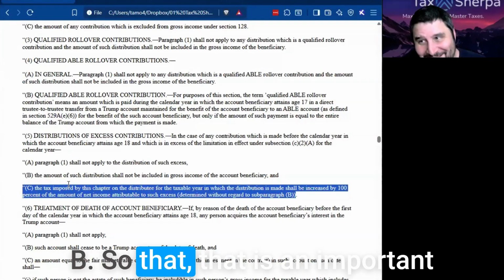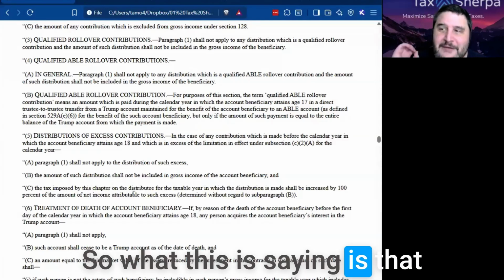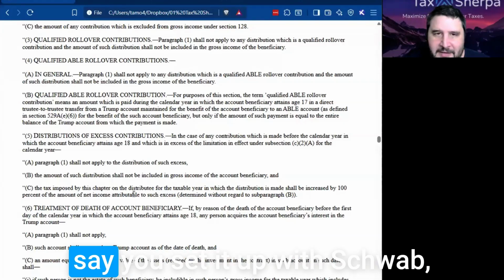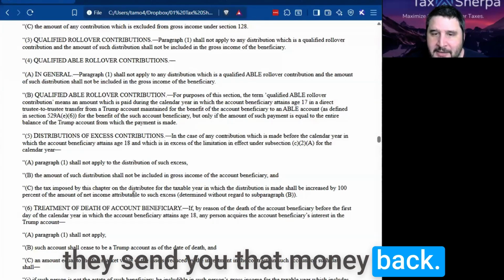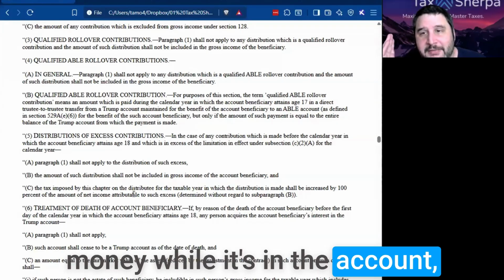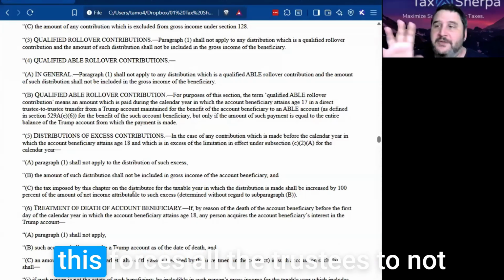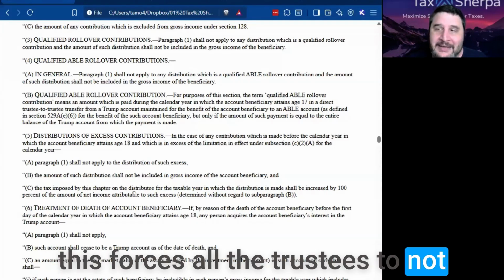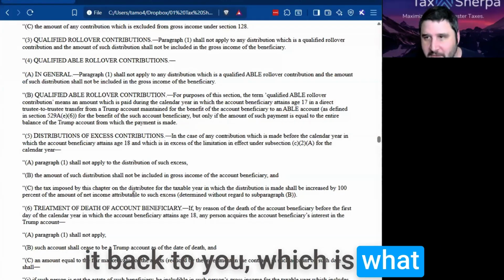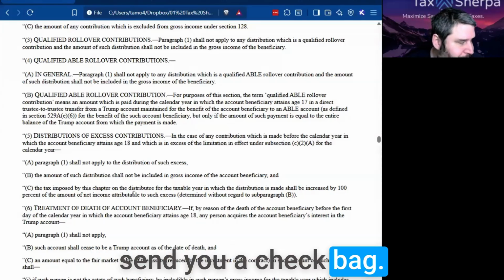So that is an important loophole closer right there. What this is saying is that if you put in too much money and the trustee, let's say you set it up with Schwab, they send you that money back. If you make any gains on that money while it's in the account, then you're going to lose all the gains. They're going to take that as a tax. This forces all the trustees to not accept excess contributions. So they will automatically send it back to you, which is what they do with IRAs and whatnot. If you over contribute, they'll send you a check back.